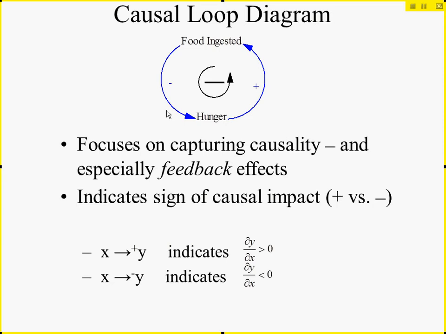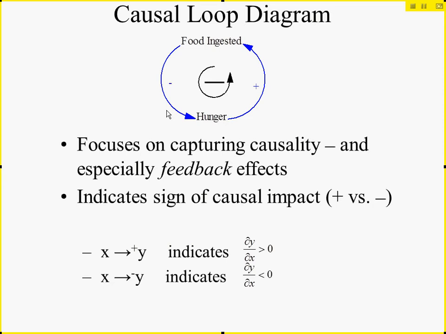Can anyone give me an intuition? Why do we label the plus here for the link between hunger and food ingested? Anyone? The hungrier you are, the more food you're going to want to eat. Right. And the more food you will eat, all other things being equal. So in other words, food ingested would tend to be higher than the value it otherwise would have had. So if hunger increases, the food ingested will tend to be higher than the value it would have otherwise had. Why is there a negative link between food ingested and hunger?